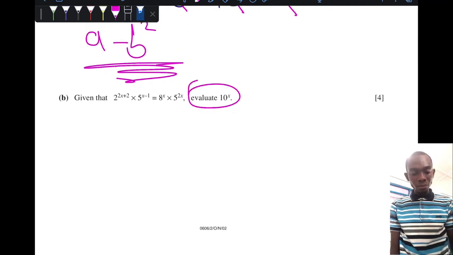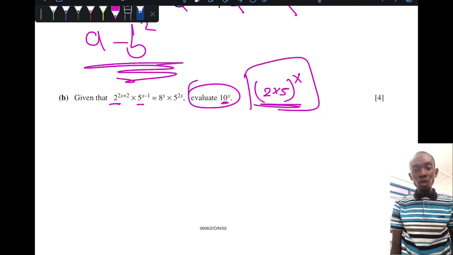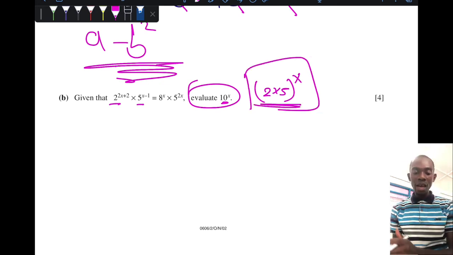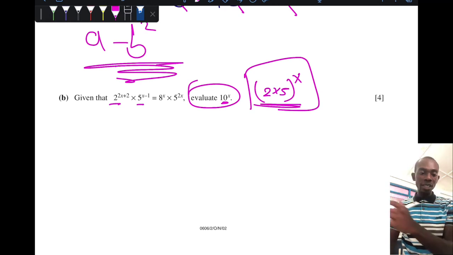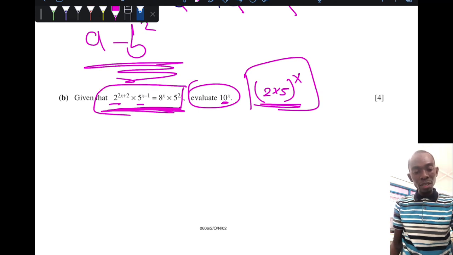Okay, then the next thing that happens is that they want you to evaluate something like that. So basically you have some 5s and 2s here, and 10 is 2 times 5, right? All to the power of x. So you want to have something of this sort: 2 times 5 in one bracket to the power x. So what you want to do is to manipulate the left-hand side till you get something like this. Okay, so let's do that.